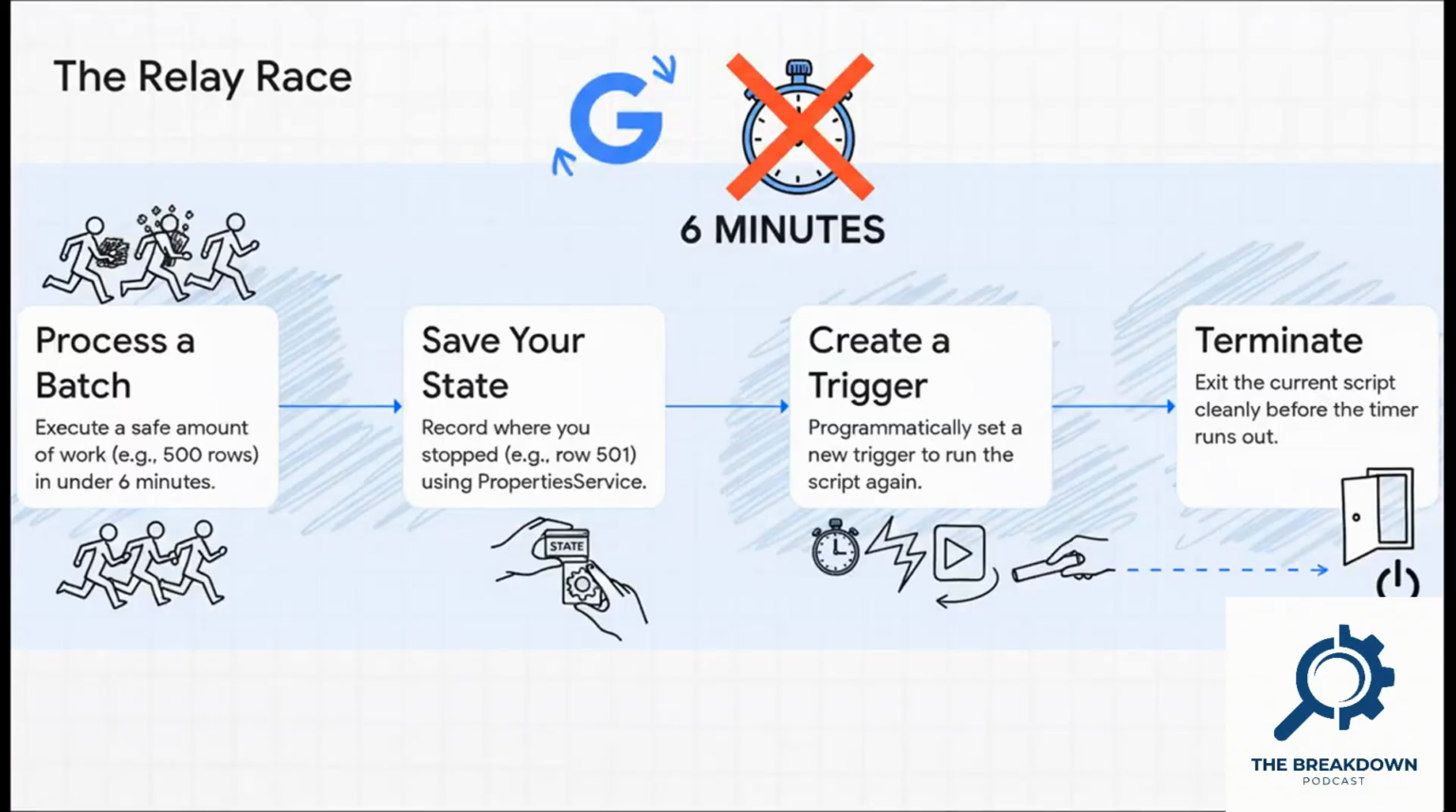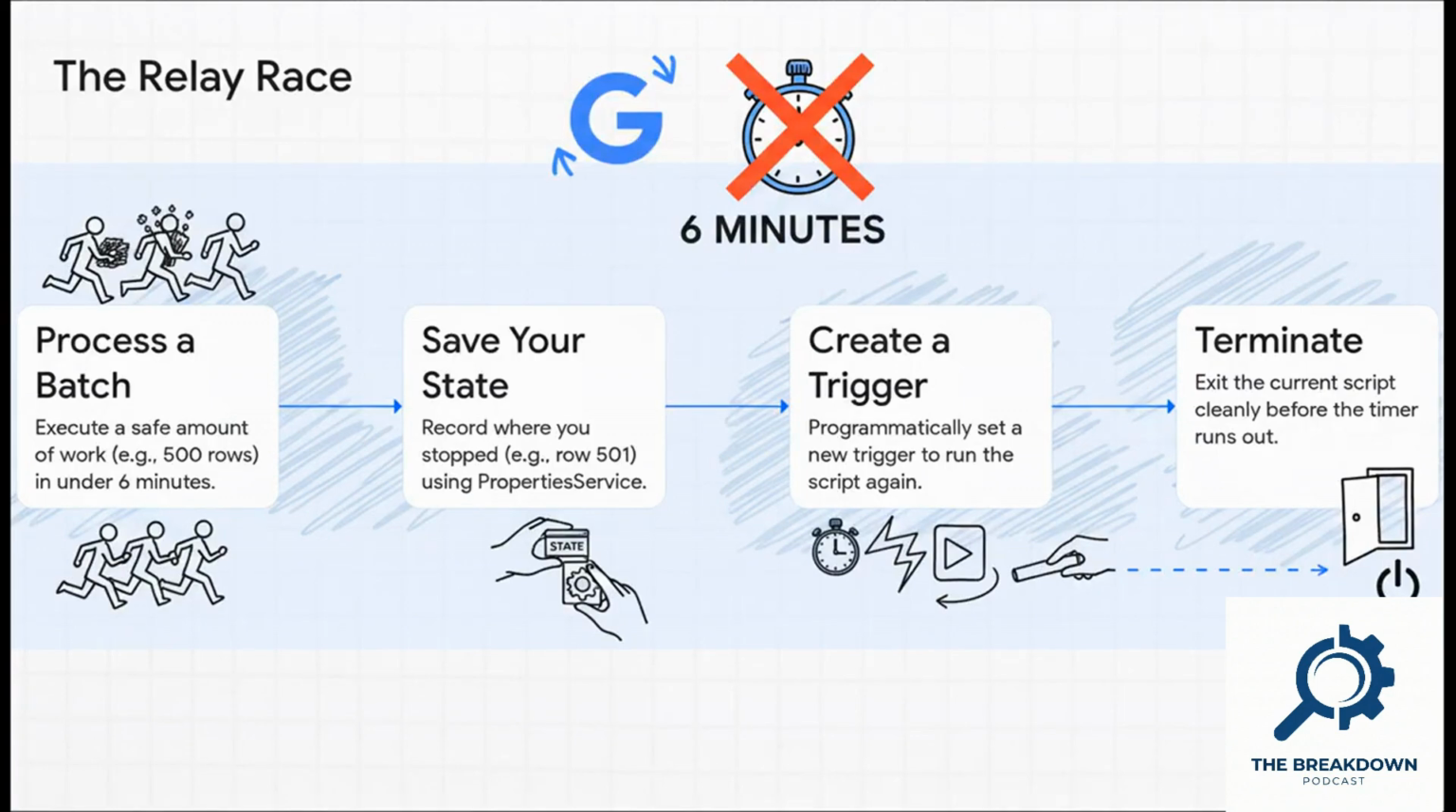So here's how it works. Your script processes a small, safe batch of work, something it can definitely finish in, say, 2 or 3 minutes. Then, and this is the magic part, it saves its place. It remembers where it left off. Then it creates a trigger to wake itself up again in 1 minute, and then it gracefully shuts down.